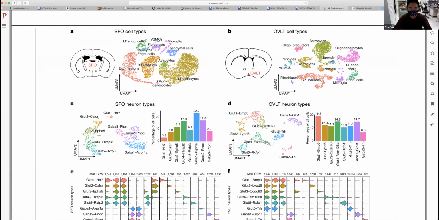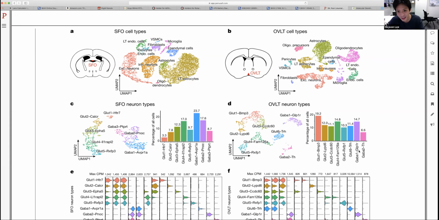So in figure 2, they are doing a single cell RNA sequencing analysis on the brain tissues that are specific to thirst, that is the SFO and OVLT. What they did basically is they physically separate these two regions and dissociate them and send them for RNA sequencing. Actually, I checked their method.